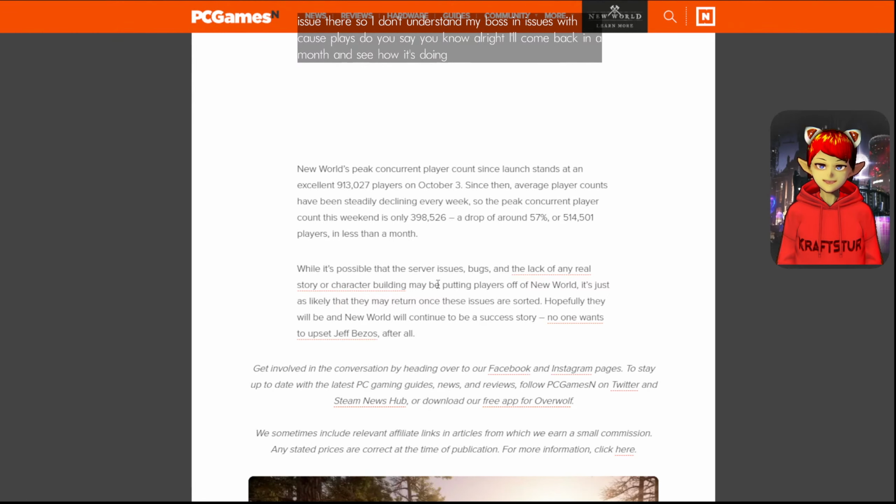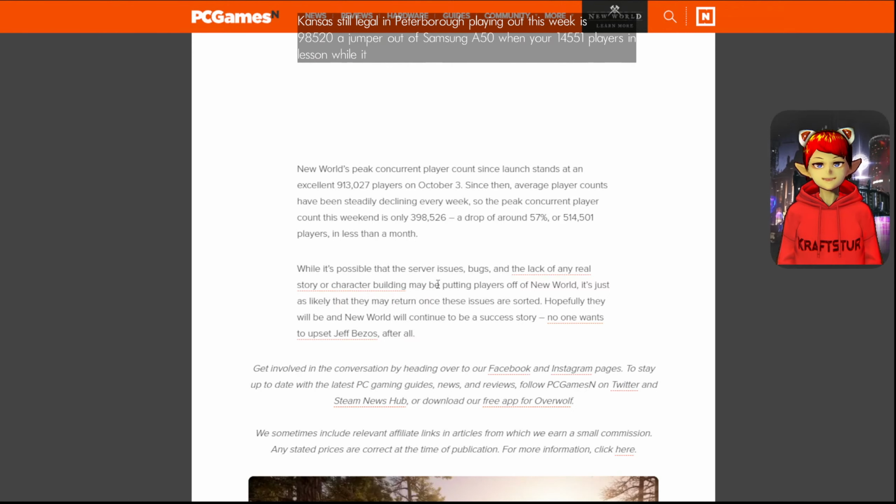So New World's peak concurrent player count stands at an excellent 913,027 players on October 3rd. Since then, average player counts have steadily declined every week. The peak concurrent player count this week is only 398,526, a drop of around 57%, or 514,501 players in less than a month.